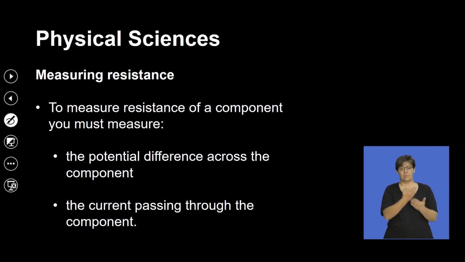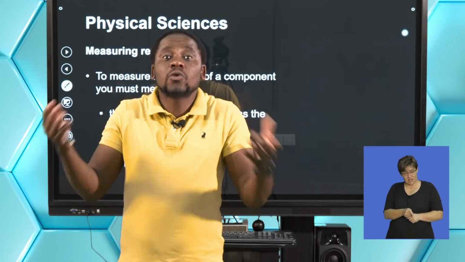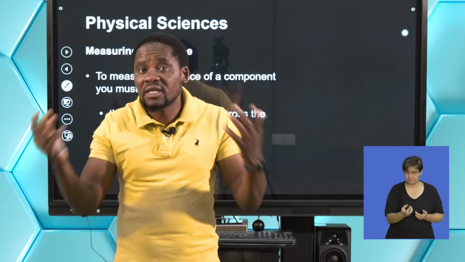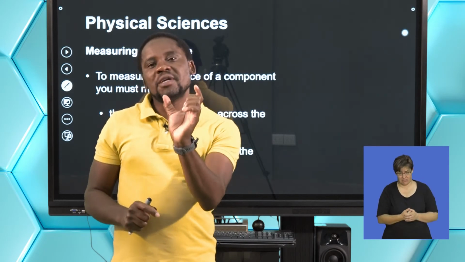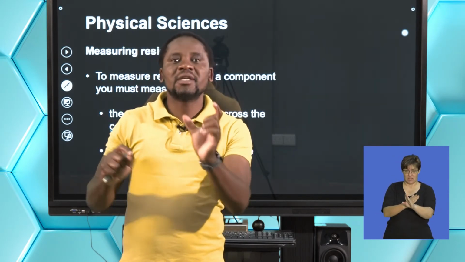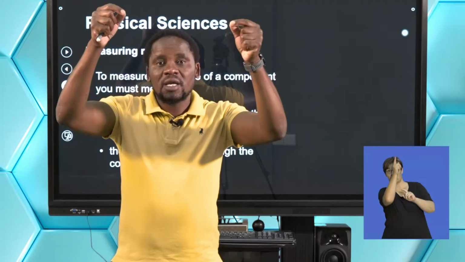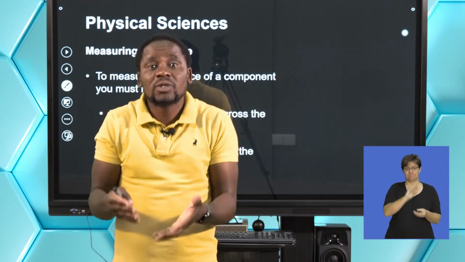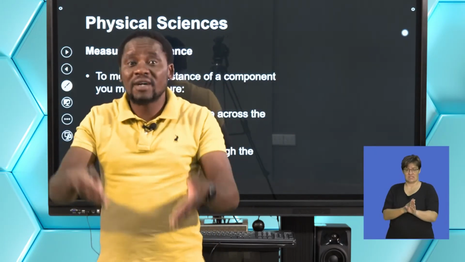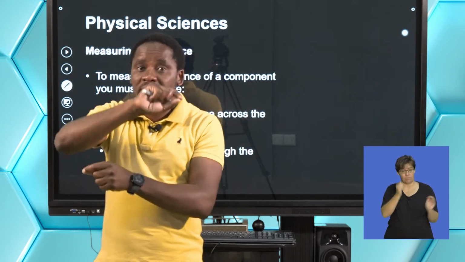You must measure the potential difference across the component. Now, in this case, when we talk about the component, we're actually talking about the resistor itself. It could be a light bulb or whatever the case may be. So if we measure the terminal potential difference, this gives us an indication of the total resistance in the circuit, provided we know how much current passes through the battery.